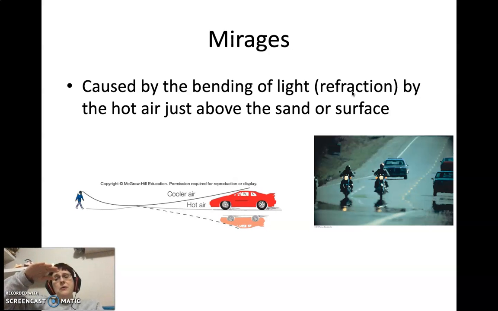And so you've got warm air right above the surface of the sand or the road or whatever it might be, and it bends the light up. You can see here in the diagram because you've got cooler air up above it. And so it's bending that light, and what it ends up doing is because it's bending the light, it ends up creating a reflection in the surface. And so that's why it appears, like you can see in the picture here, that there are motorcycles upside down in the road. This is why sometimes people see water out in the desert.